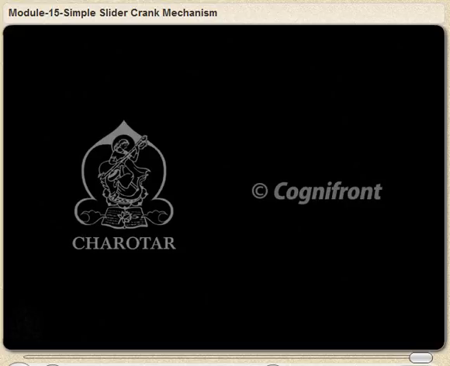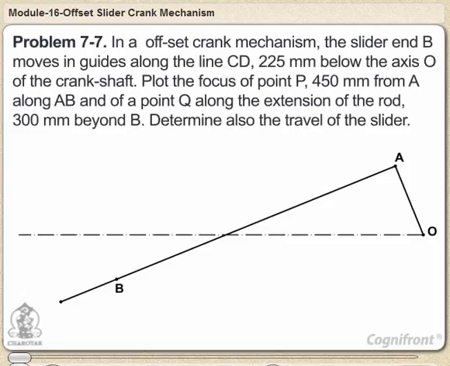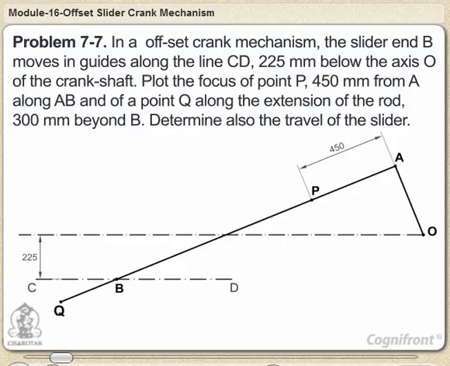Problem 7.7. In the offset crank mechanism, the slider end B moves in guides along the line CD, 225 mm below the axis O of the crankshaft. Plot the locus of a point P 450 mm from A along AB and of a point Q along the extension of the rod 300 mm beyond B. Determine also the travel of the slider.